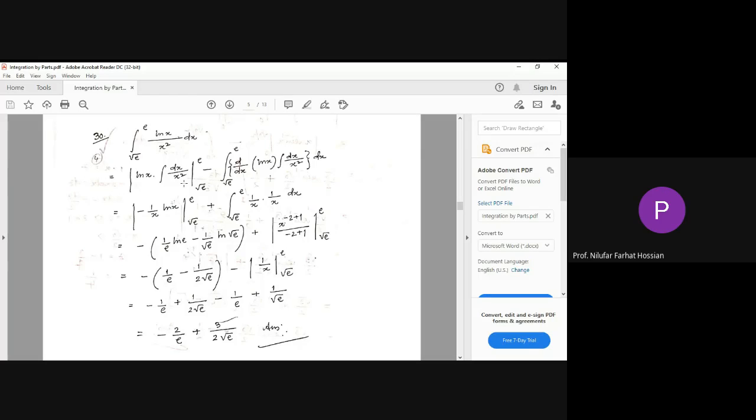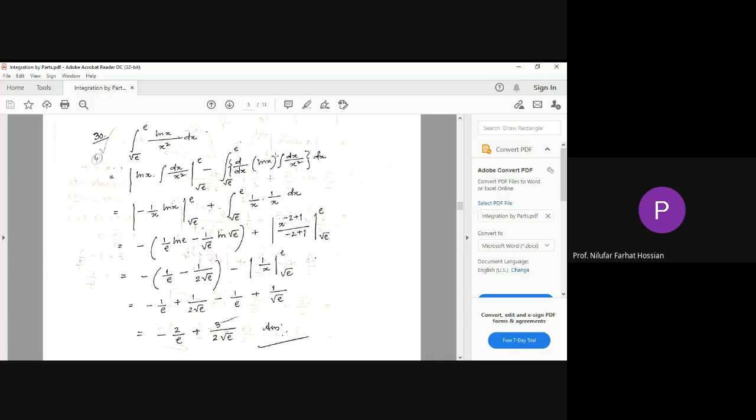So don't confuse. 1 over x squared means what? X to the power minus 2. And when you use the integration formula, it will be x to the power minus 2 plus 1 divided by minus 2 plus 1. That means it will be x to the power minus 1 divided by minus 1. So this minus sign here, and x to the power minus 1 means 1 over x. Okay, x to the power minus 1 means 1 over x, and this ln x, and you have to put the limits for the whole thing, root over e up to e.